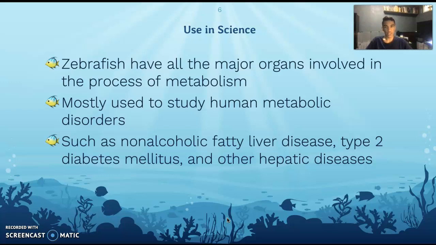So what are they used for in science? Zebrafish have all the major organs involved in the process called metabolism, just like humans. So zebrafish are used mainly in labs to study that and metabolic disorders in humans, such as non-alcoholic fatty liver disease, type 2 diabetes, and other hepatic diseases.